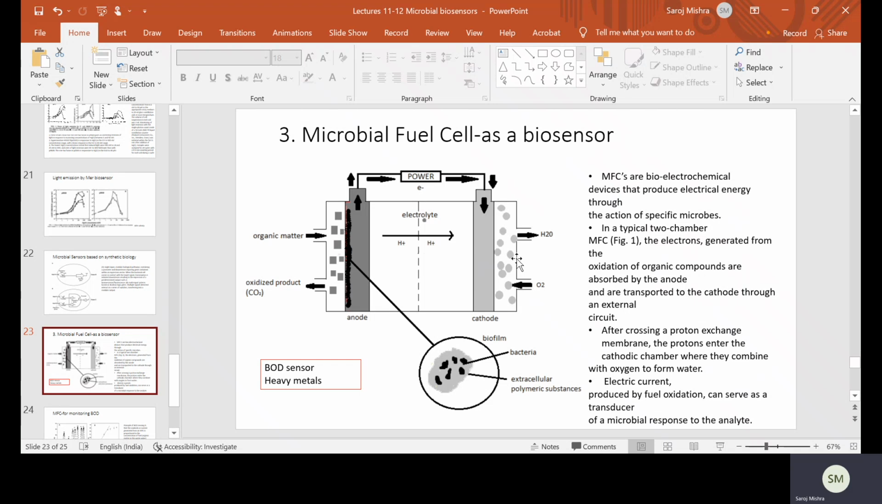Okay, so some points I have just summarized here. Before we leave this topic, try to understand what we mean by microbial fuel cell, and how it can be used as a biosensor. You can use it as a BOD sensor, and you can use it for detection of heavy metals. Microbial fuel cells are actually bioelectrochemical devices which produce electrical energy through the action of specific microbes.